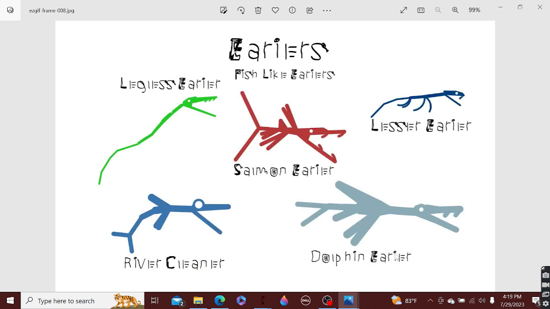Then we have the river cleaner, which sort of acts like a cleaner wrasse. Basically, the cleaner wrasse of Eariers. And I actually think I made this one just for this. Although the dolphin Earier should have belonged in the mammalian Eariers, it's in the fish Earier category. These are basically Neosine dolphins. They're extremely intelligent and they do weird stuff to fish.